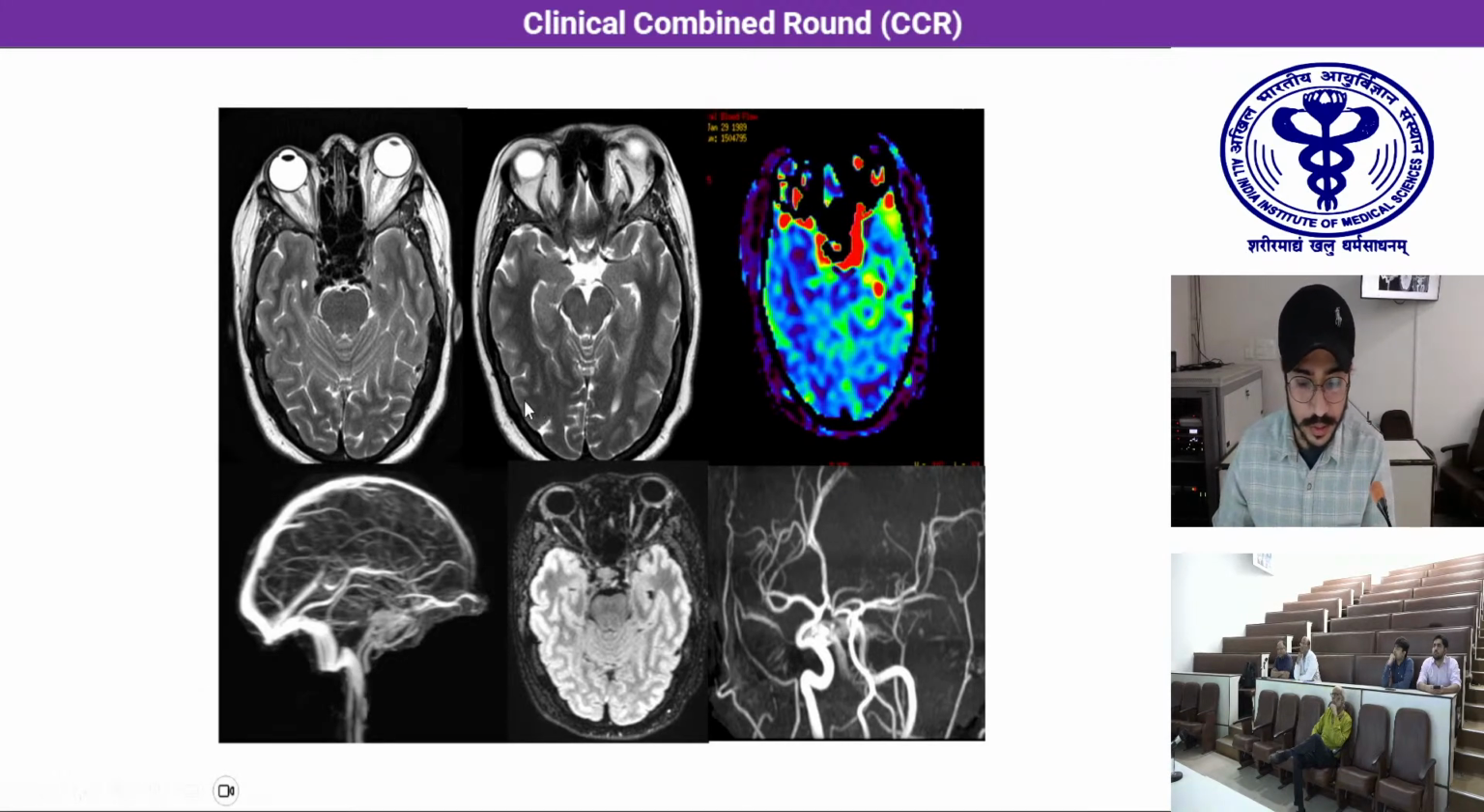These are the MR images of the patient. These are T2 weighted images. These are ASL images. This is MRV, this is axial FLAIR, and this is the TOF MRI. We'll discuss the findings in these images one by one.